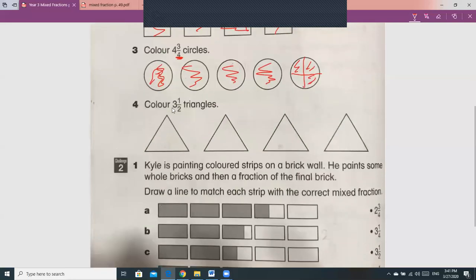Let's go to the other one. 3.5, the same thing. I have to look first at the whole number. It's 3, 1, 2, 3. Then the last part I will divide into 2 halves and color 1 from it. So now I colored 3.5.